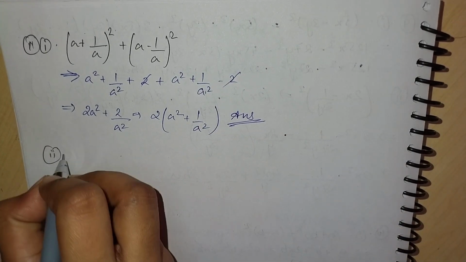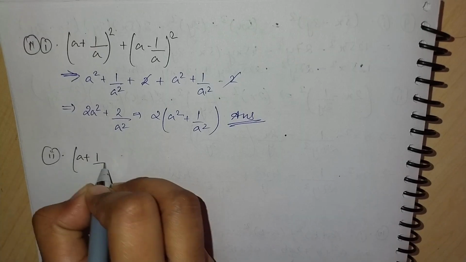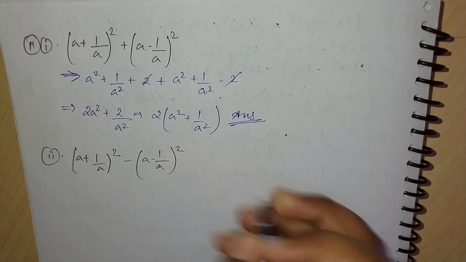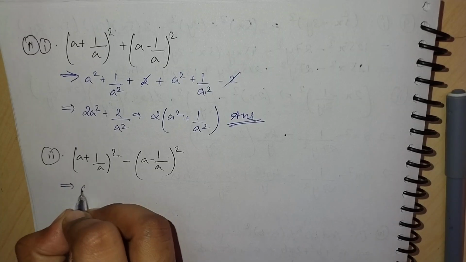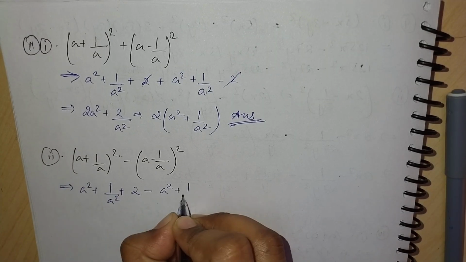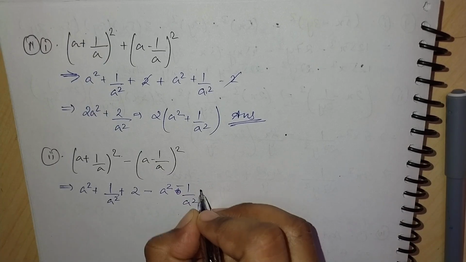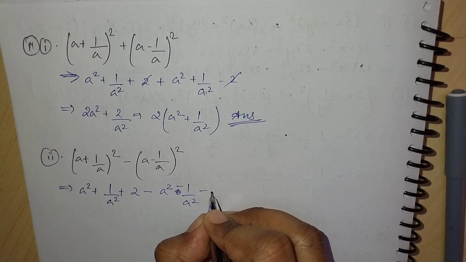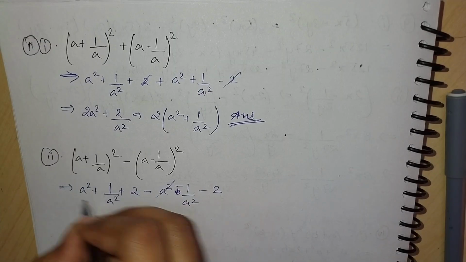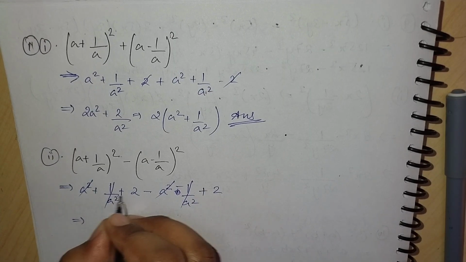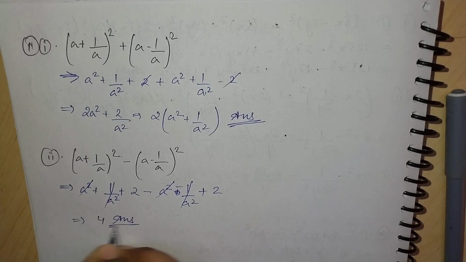Now the second part of this is (a + 1/a)² minus (a − 1/a)². On solving, we will get a² + 1/a² + 2 minus (a² + 1/a² − 2). Here the minus sign changes the signs, so we cancel out the common terms, and minus minus 2 becomes plus. So 4 is the answer in this question.